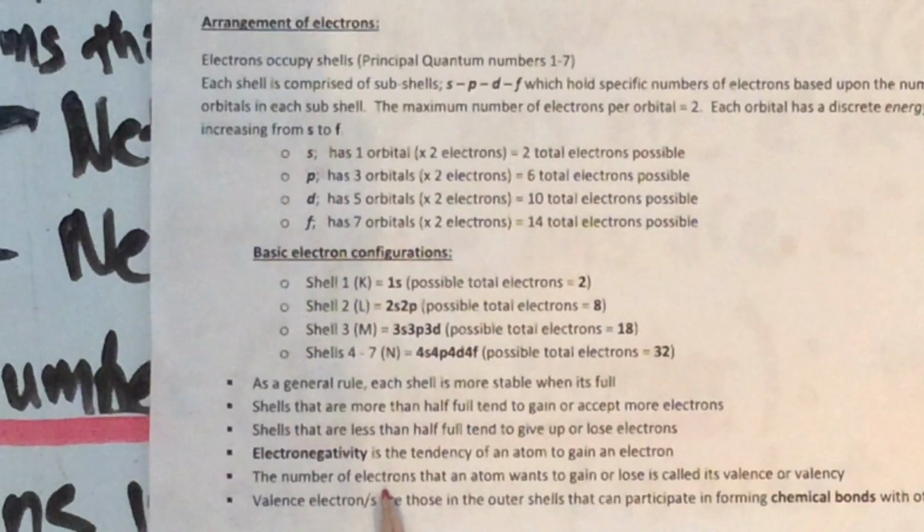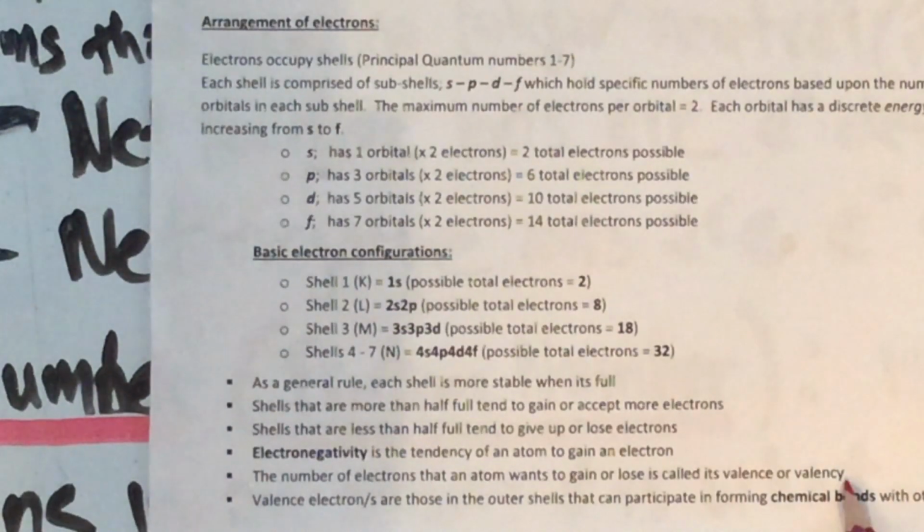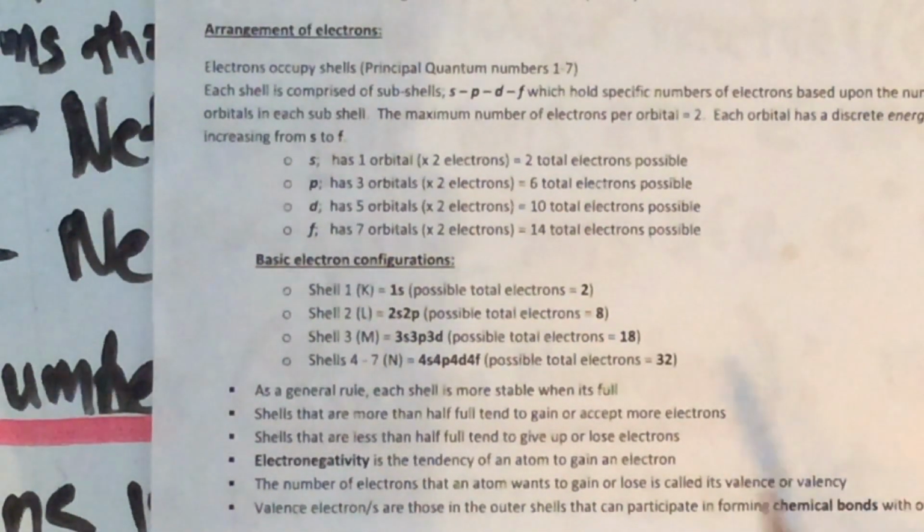Okay, the number of electrons that an atom wants to gain or lose is what we call its valence or its valency, okay? And again, only the electrons in that outermost shell are capable of being in that area, and so that's what they call valence or valency electrons. It's only the outermost electrons that are capable of participating in bonding. And valence electrons are those in the outer shells that can participate in the forming of chemical bonds with other atoms. Those, as I just said, that's what they're all about. It's just those outer electrons that are capable of doing that.